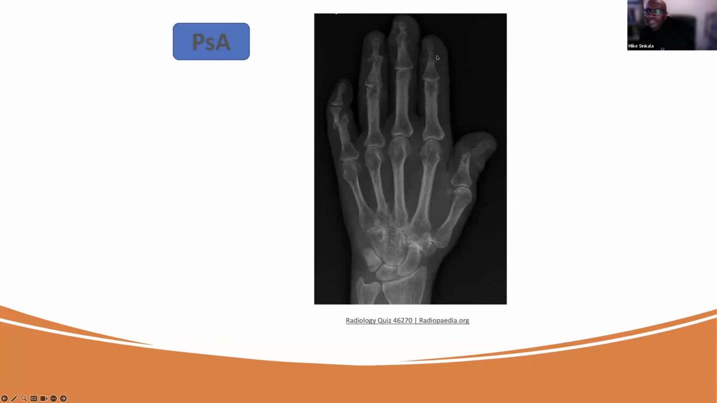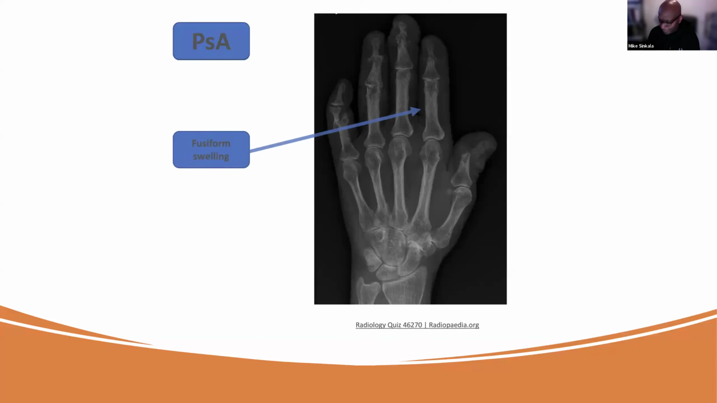You may also have what is called pencil in cup erosions. Look at this one here. There is penciling of the head of the proximal phalanx of the thumb. And then notice here, there is a cup being formed. So there is pencil in cup erosion that you may see in all these digits. All these features are pointing towards psoriatic arthritis. So there is a sausage digit and the pencil in cup formation of the digits concerned.